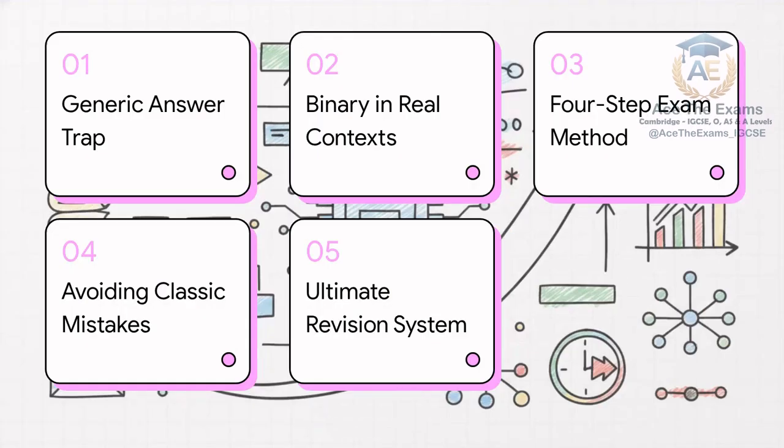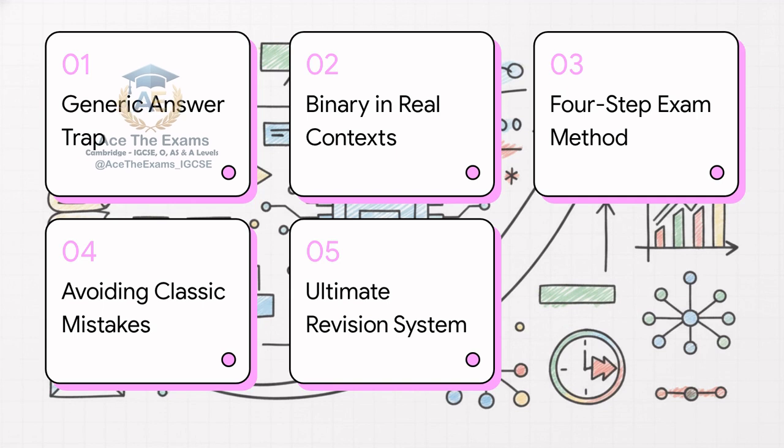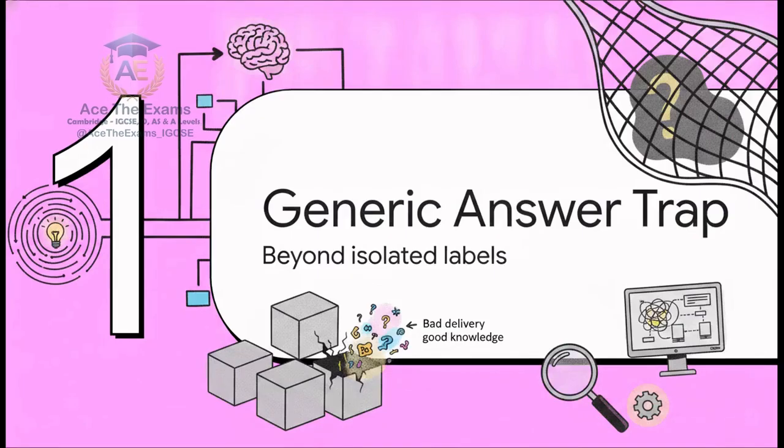We have a really brilliant, action-packed structure lined up for you today to tackle this exact problem. First, we'll expose the generic answer trap. Second, we'll explore binary in real context. Third, we'll introduce a bulletproof 4-step exam method. Fourth, we'll show you how to avoid classic mistakes. And finally, we will wrap up with the ultimate revision system. Let's jump right into Section 1, the generic answer trap.